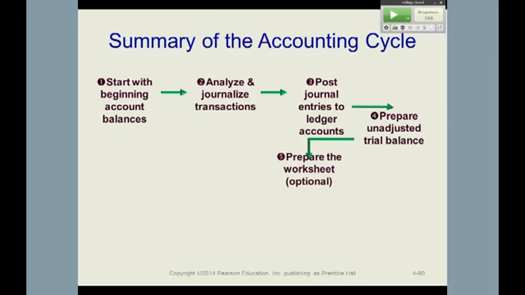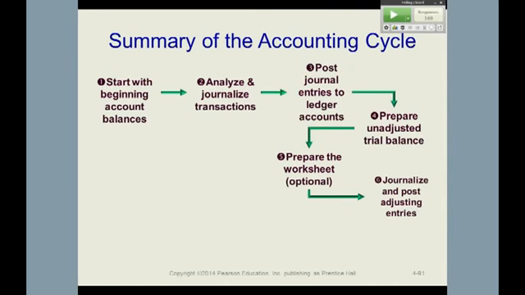Then we said you have the optional worksheet, which again is a tool to help you understand the nature of the adjustments and also help you prepare the financial statements. From the worksheet, you actually make the journal entry. So look at the difference between step 5 and 6. In step 5, you're just entering something on an Excel spreadsheet. In step 6, you have to journalize and post them. So you haven't made any journal entries yet, and you have not affected your accounting records. A worksheet entry does not hit the ledger accounts.